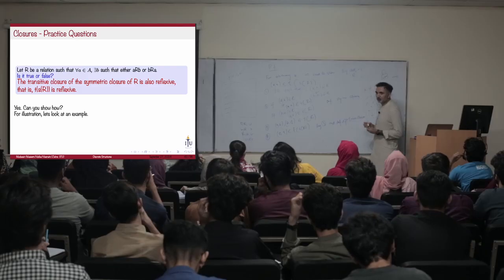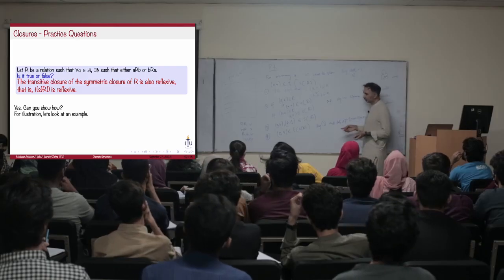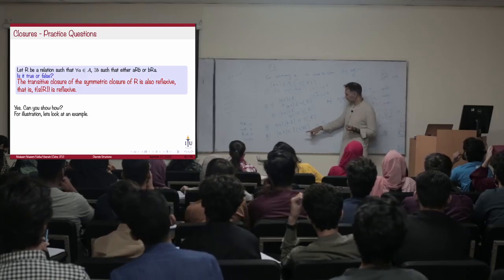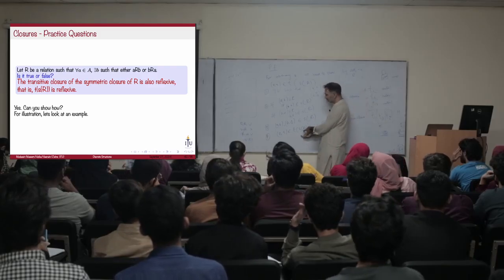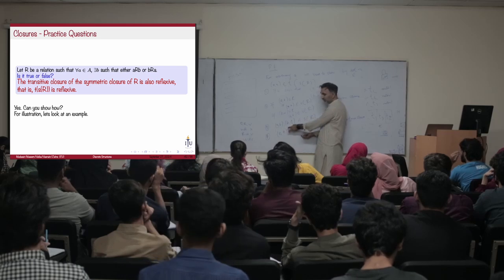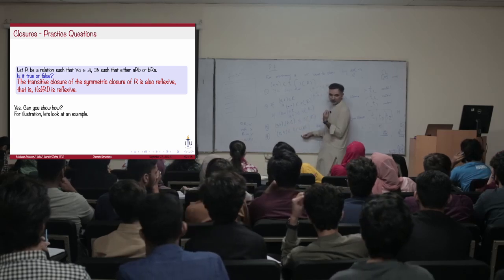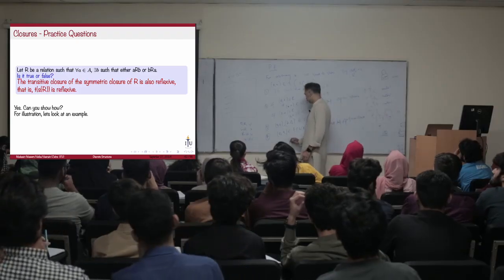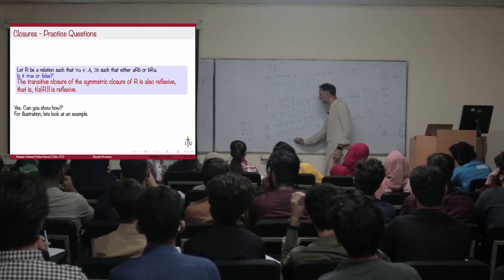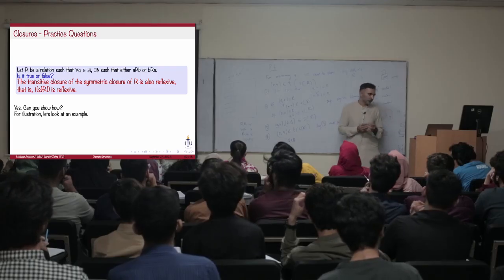For the transitive closure, you need the relation T of S of R to be transitive. Now, if T of S of R contains (A, B) and (B, A), then you must have (A, A). And that's it. That's QED. So that's how I want you guys to write a proof of this kind.